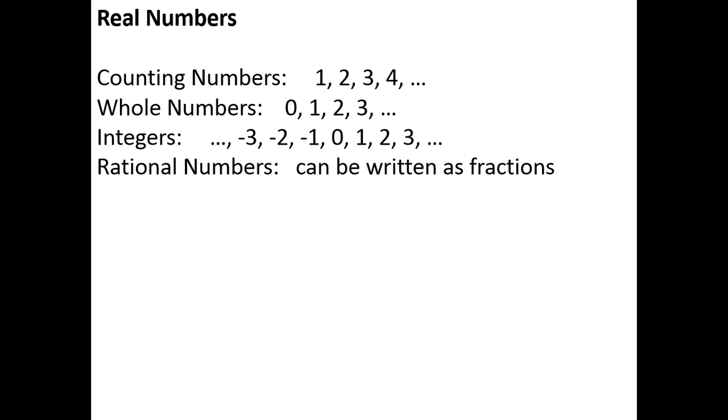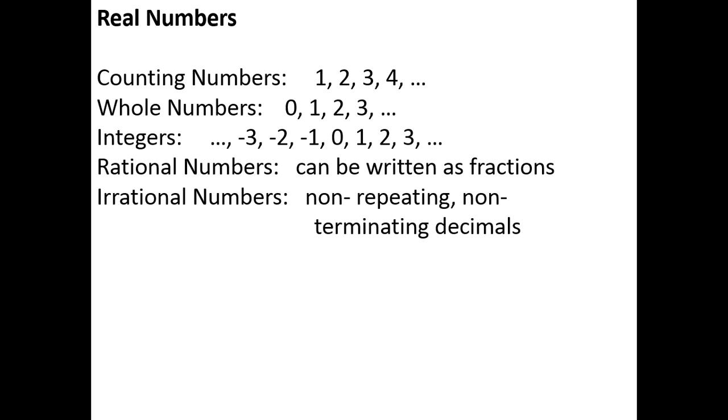Now, if you look at this set of numbers that we've looked at so far, you can see that they cover a lot of the numbers that we use in everyday life. But there's another set of numbers that describe numbers that exist in the real world, and those are irrational numbers. Irrational numbers are non-repeating, non-terminating decimal numbers, although when we look at an irrational number, it may not look like a decimal number.